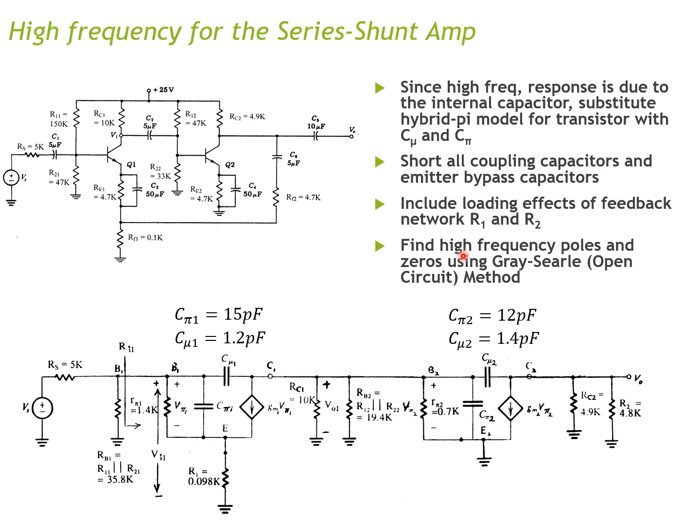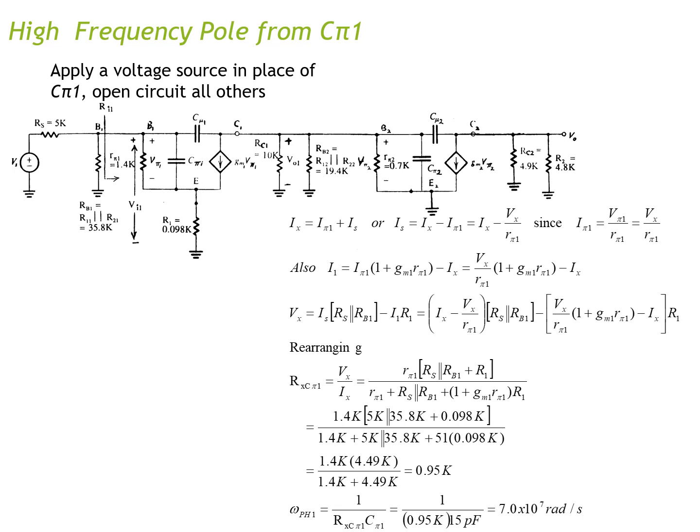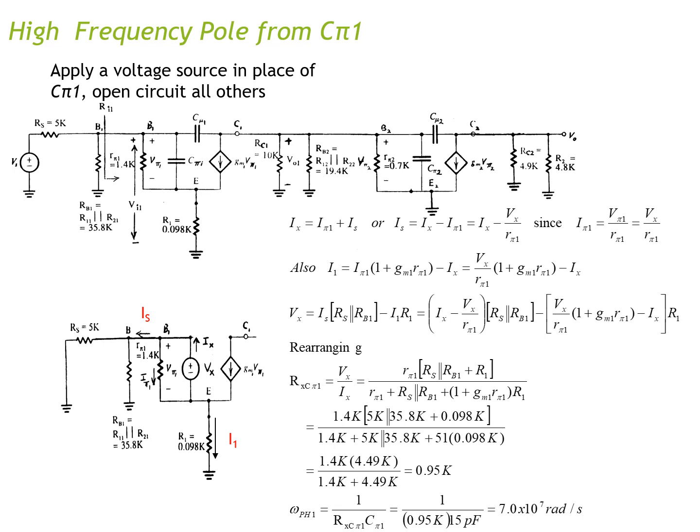Okay, and finally, you have to finish by finding the high frequency poles and zeros using the open circuit time constant method. Why do we call it the open circuit method? That means you place a VX in here, you do the same thing, nothing different, but on the other capacitor, you open it and you stop where you see a gm v pi.